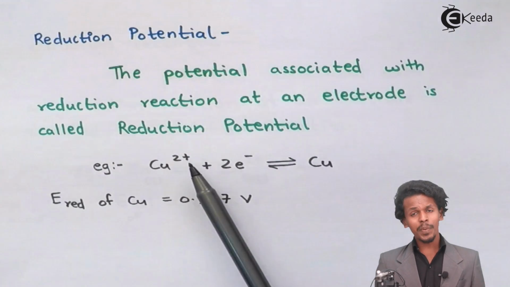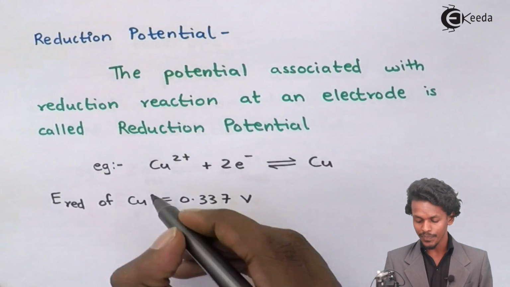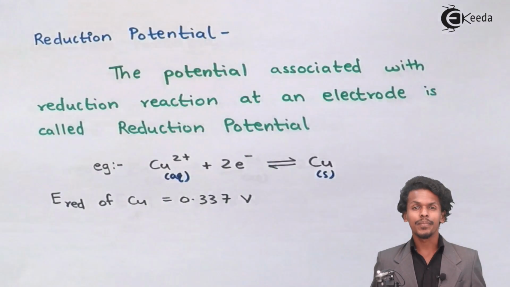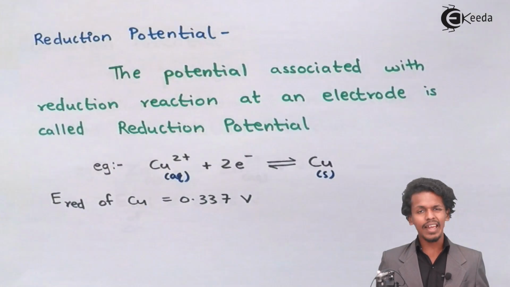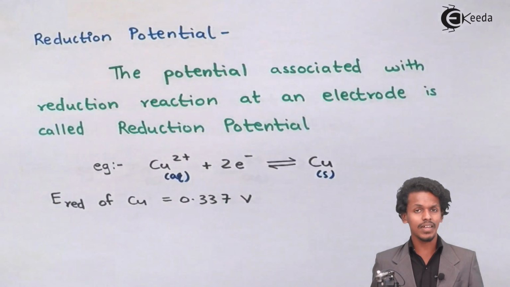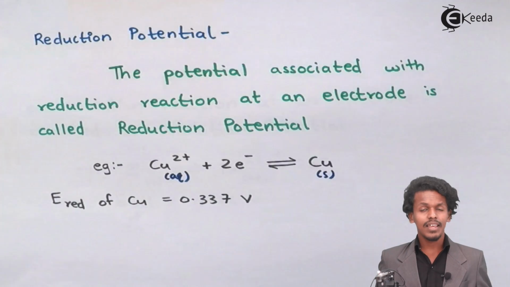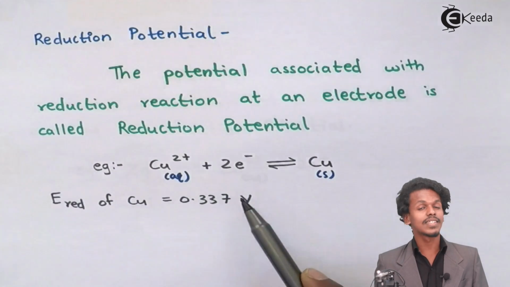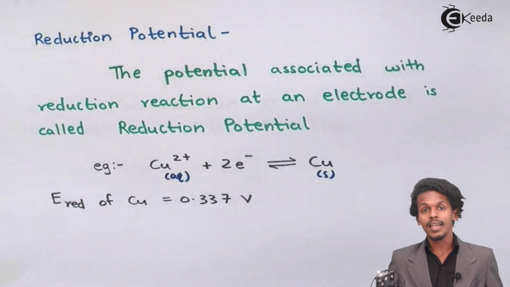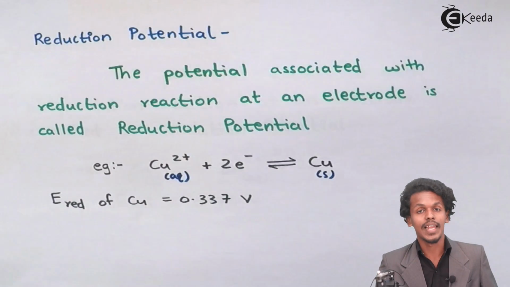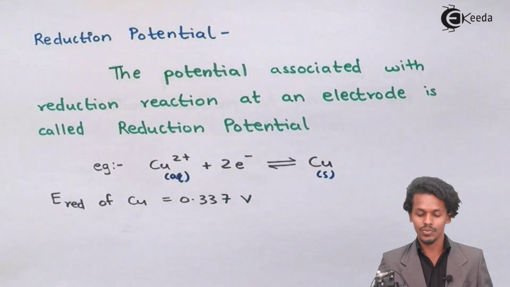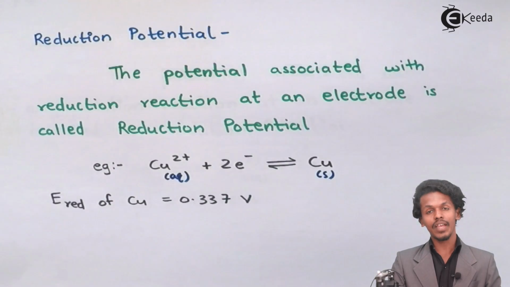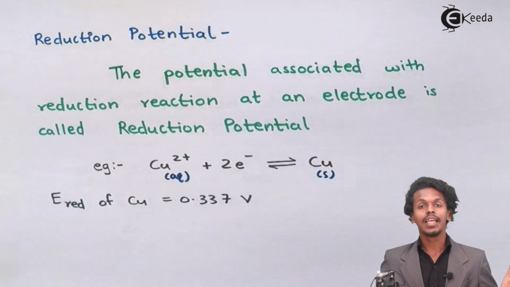So the Cu2+ ions present in aqueous form accept 2 electrons to form copper. This is an equilibrium process in which reduction occurs, and the reduction potential of copper was found to be 0.337 volt. So when a metal ion accepts electrons and a double layer is formed, this is the potential produced during the reduction process. So we have clearly understood what oxidation potential and reduction potential are.